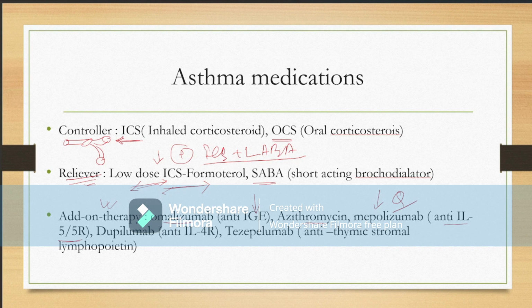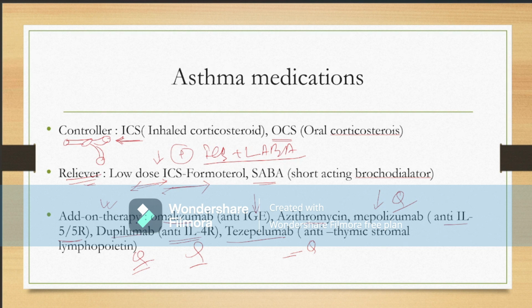This is an MCQ. We can give dupilumab. Dupilumab is an anti-interleukin 4 receptor antagonist. We give tezepelumab. Tezepelumab is anti-thymic stromal lymphopoietin. So these are all MCQs. This add-on therapy is to decrease the asthma severity. If any patient has severe asthma that is not controlled by giving high dose of corticosteroid, then only we can give add-on therapy to any child.